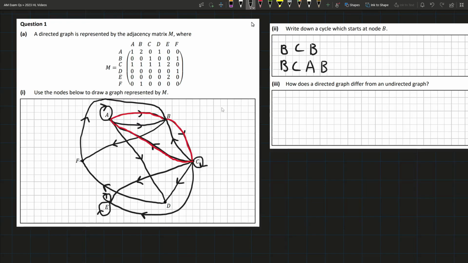Part 3 asks us, how does a directed graph differ from an undirected graph? Well, I suppose there are a few correct answers. Of course, we don't have the marking scheme, so we can't be sure. But one way, as I mentioned, is that it won't be symmetrical through the top left to bottom right diagonal. So we can write that.